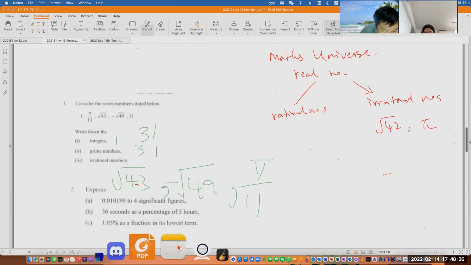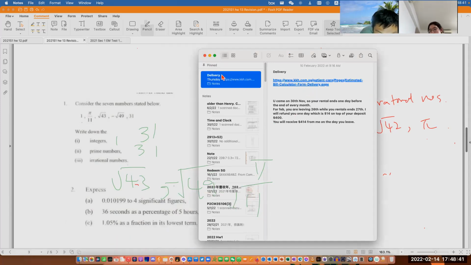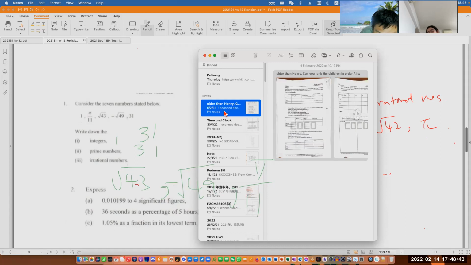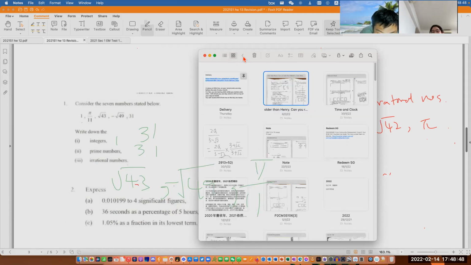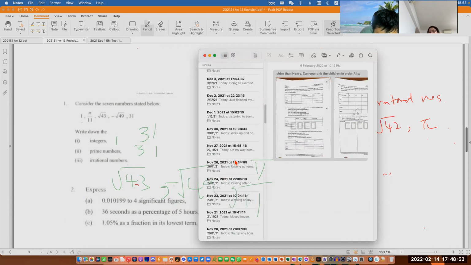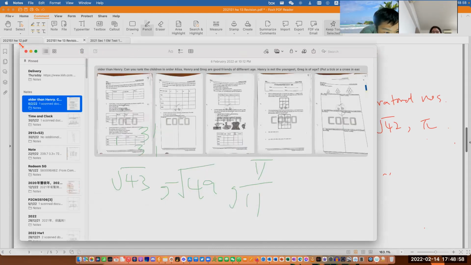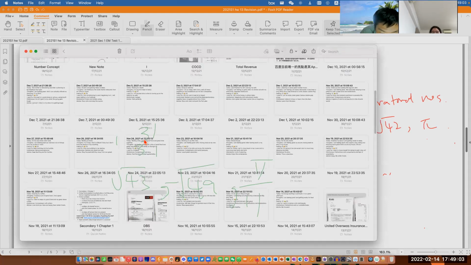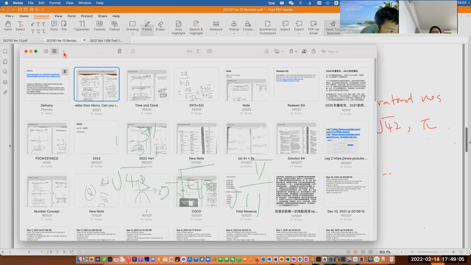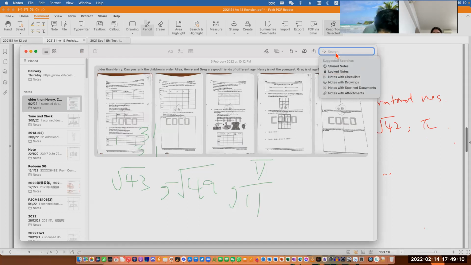Let me launch my note. Can you check your note also? What are irrational numbers? So, where is it? Are you checking your files? Like what are irrational numbers? Let me do a search. That's funny.